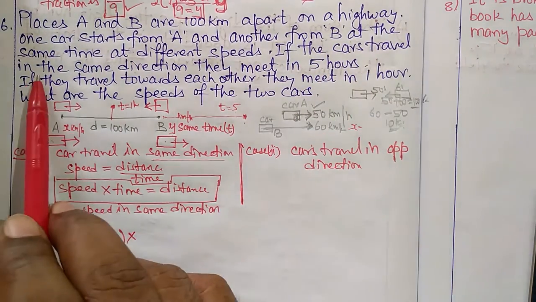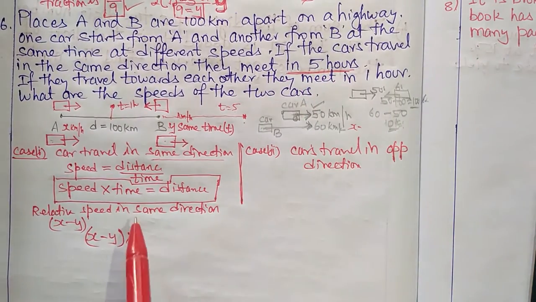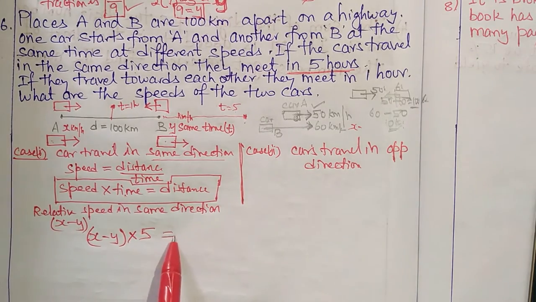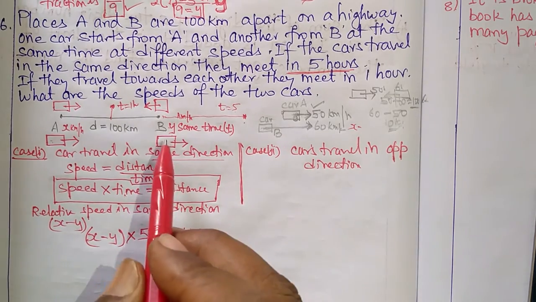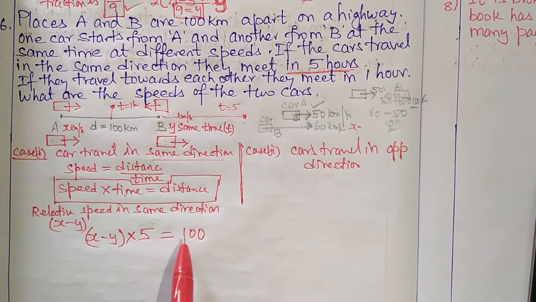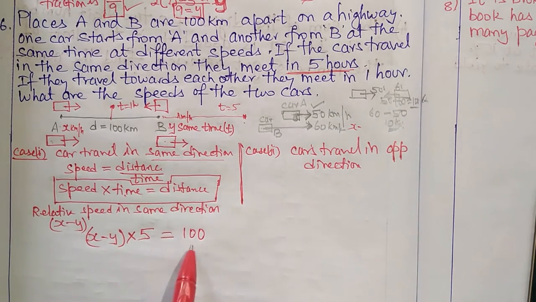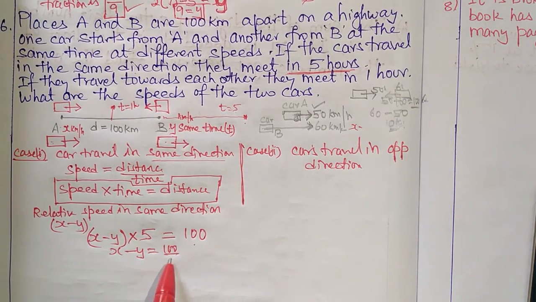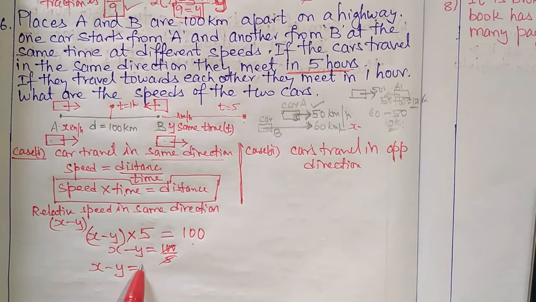If the cars travel in the same direction, they meet in 5 hours. So in the place of time I am going to write 5 hours. What is the distance they have traveled? Relative speed, therefore I will write only 100 kilometers. So this is how you have to write this equation. When you simplify, 5 goes to the denominator: x minus y is equal to 100 by 5. So it is 20. So x minus y is equal to 20.